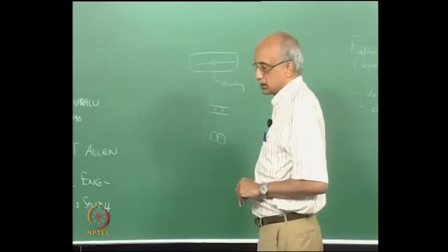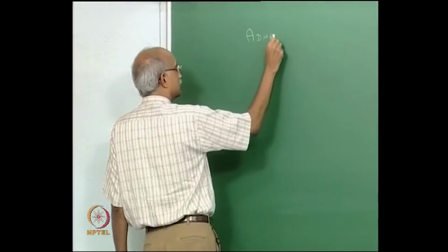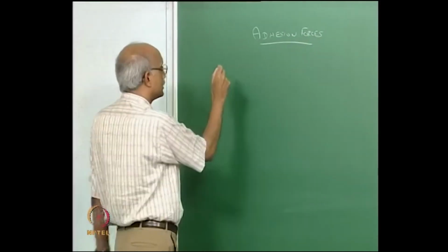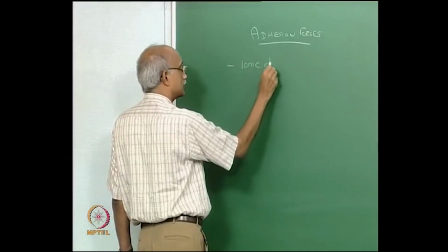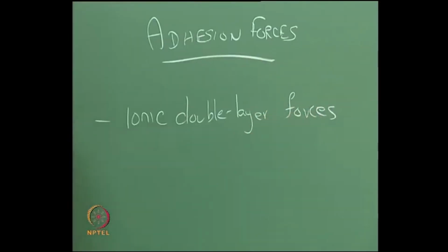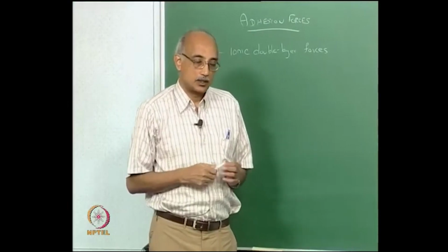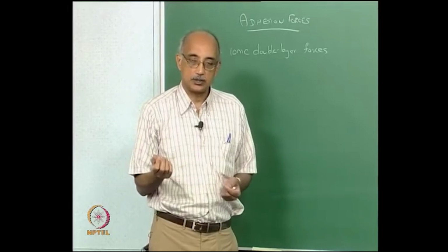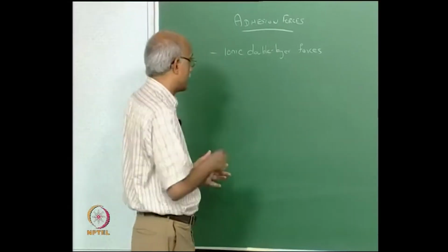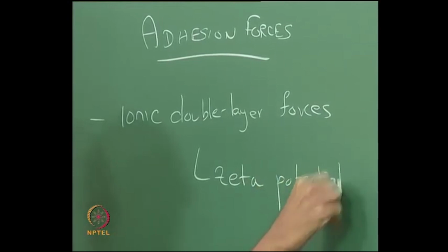So what are some of the other forces that prevail? There are also ionic double layer forces, which prevail when the intervening fluid between the two particles or the particle and the surface is a liquid, and because of the presence of ions in solution which preferentially solvate the particle and the surface, you build up a charge, and that leads to forces of either adhesion or repulsion, and these are represented by zeta potential.